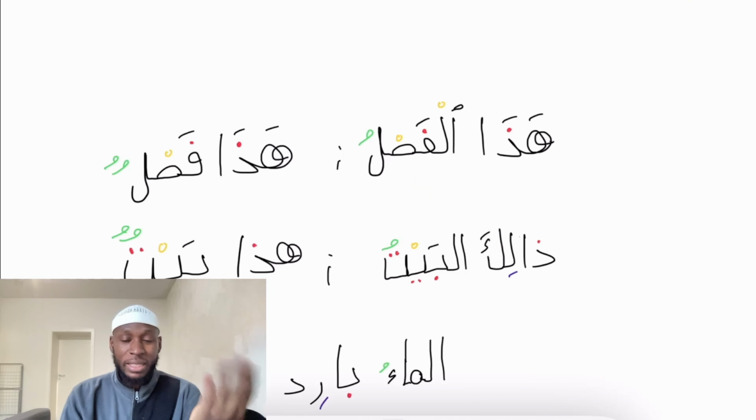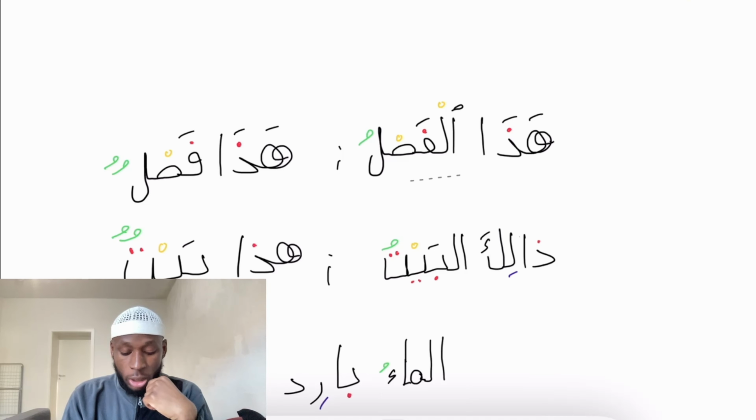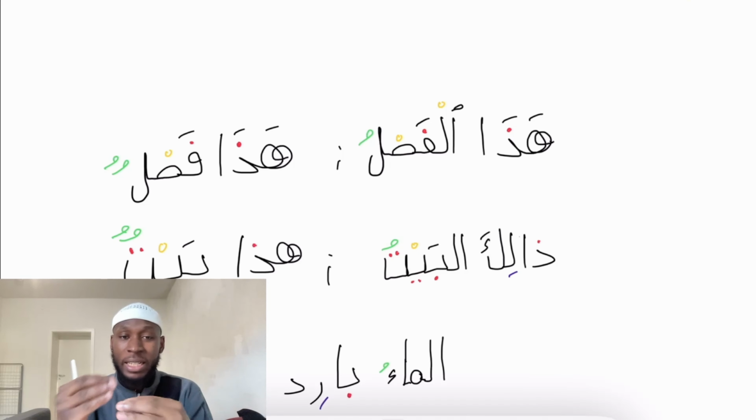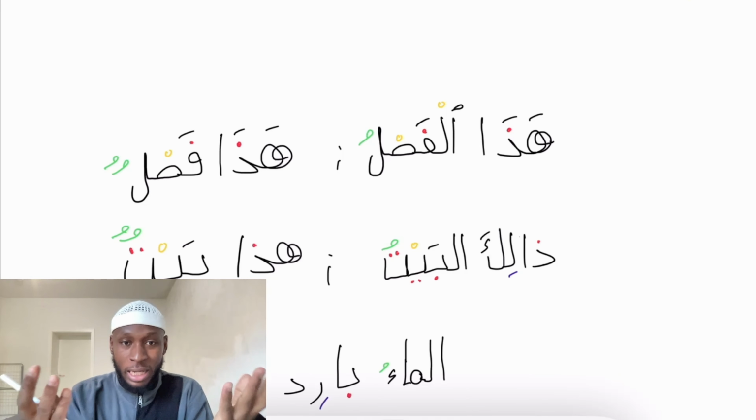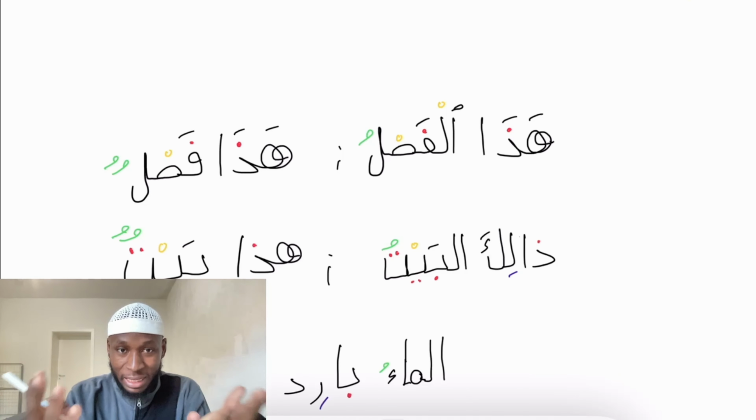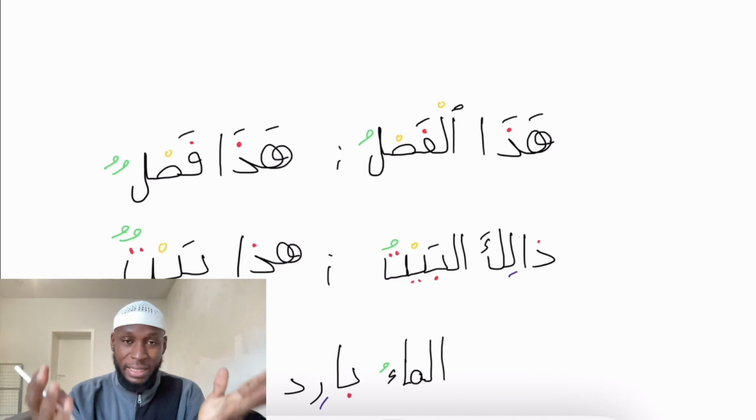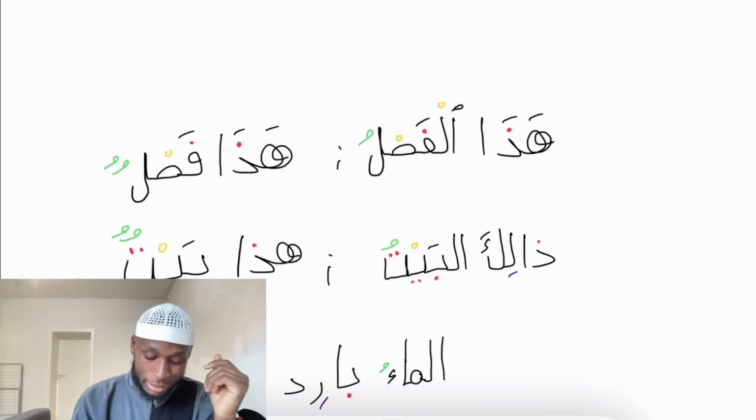So faslu is definite. The sentence is not complete, because for it to be complete we need a khabar, and the khabar has to be indefinite. But here we don't have it. Let's look at the opposite sentence.